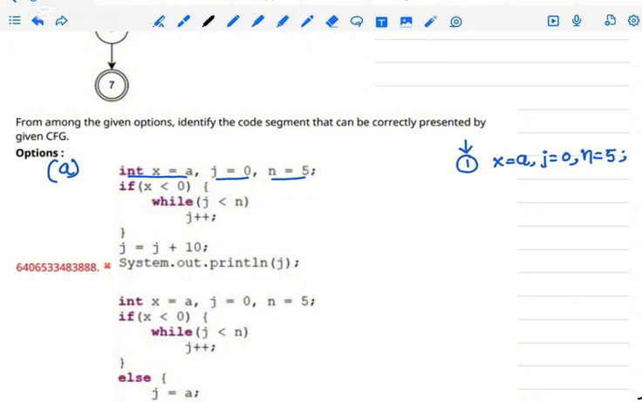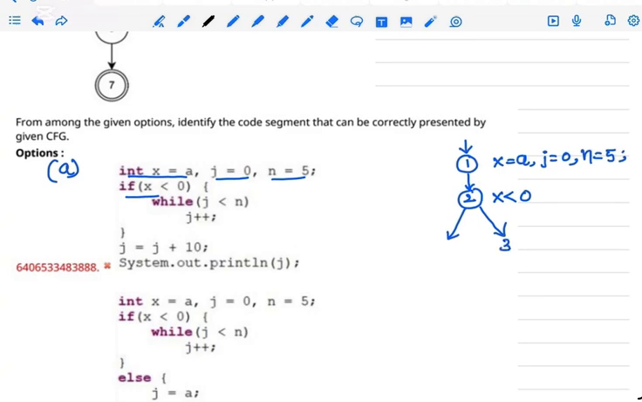Next, the if condition. For the if condition, in the next node, that is node 2, the condition is if x less than 0. So the if condition has two possible routes, right? If the condition is true, or if the condition is false.